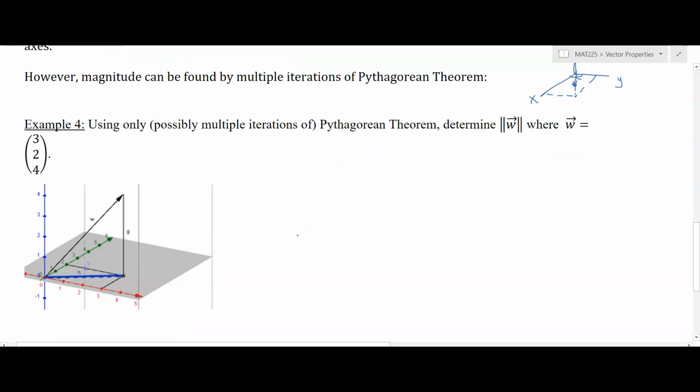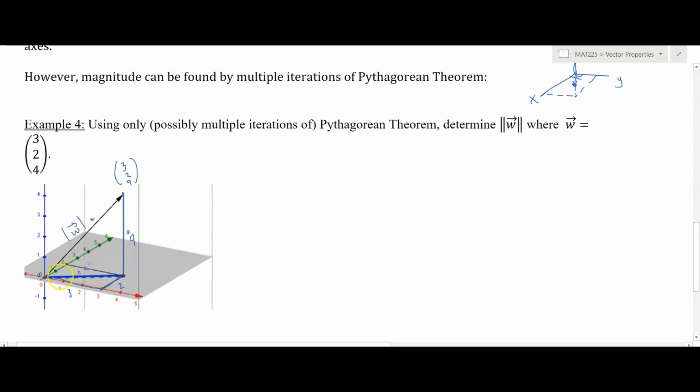Rather than just state the formula, which might look familiar, we can use Pythagorean theorem. So let's say we have this vector 3, 2, 4, where the tip of this vector right here is located 3 units in the x direction, so there's our 3 units, 2 units in the y direction, that's this way, and then 4 units above the xy plane, which is this length here. So that's 4, this length is 3, this length is 2. Now what we want is to know the length of this vector w.